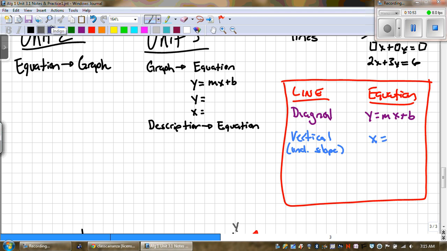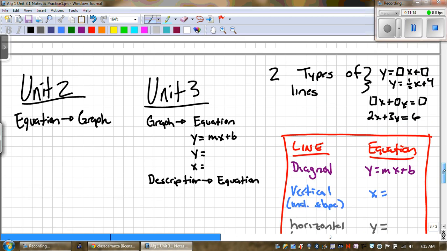And then our last one, if we have a horizontal line, which has a 0 slope, it's going to be y equals a number, okay? If you don't know this stuff, guys, write it down, okay? It's very important that you know this, okay?